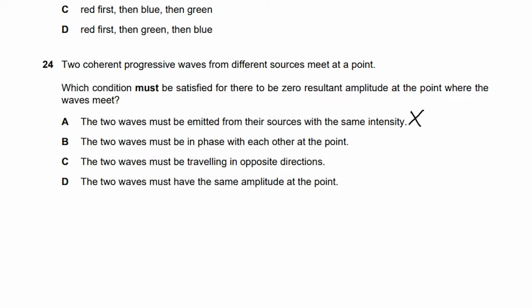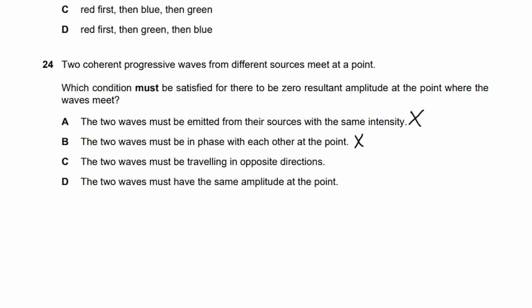If there are two coherent waves, they must have the same amplitude, and there must be zero resultant amplitude at the point. This means that there must be destructive interference, and for destructive interference to occur, we must have the same amplitude. So that's the only condition. A is incorrect. B, the two waves must be in phase with each other at the point. No, they cannot be in phase. They must be out of phase for destructive interference to occur.